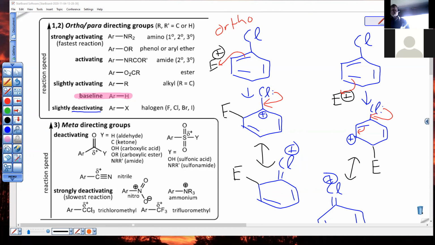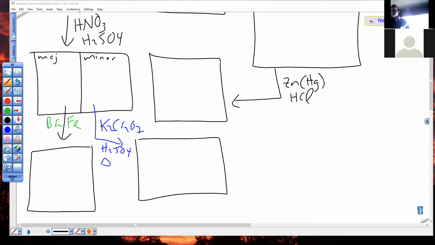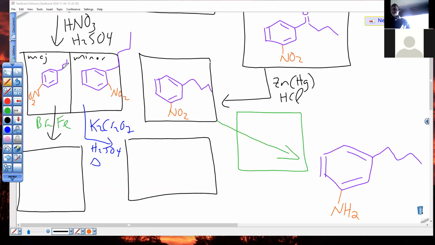Got it? Because that's the exact situation we have right here. I have an activator and a deactivator. This one needs to help. Now you say, oh, para is going to be major. Guess what, guys? Para is already taken. You can't put a new group there. So what's your only other option? You got it, ortho. So you're going to get an ortho product as your major product. Here's your OH, and ortho will be major.